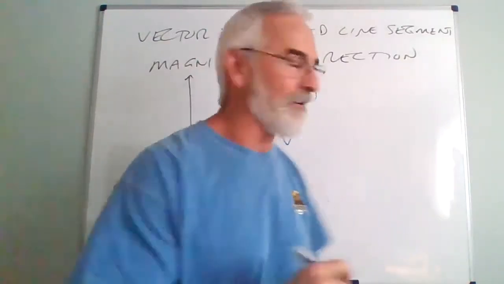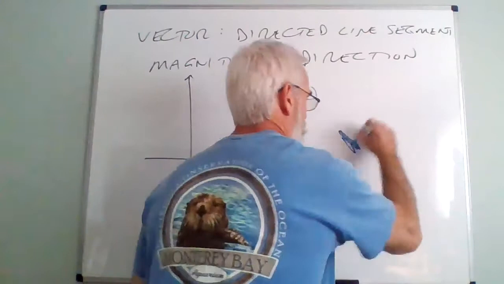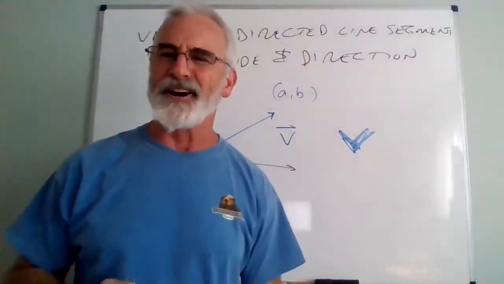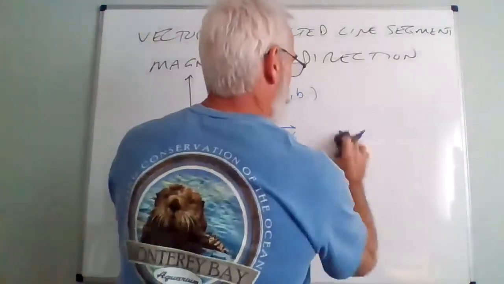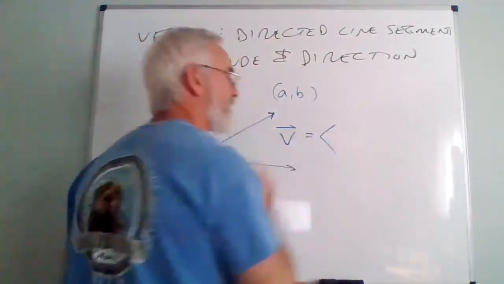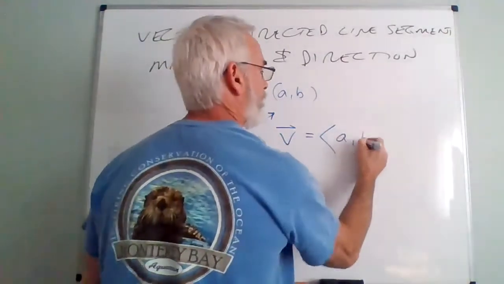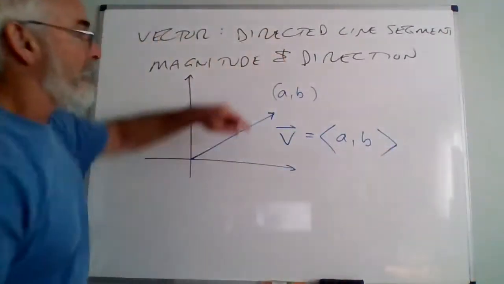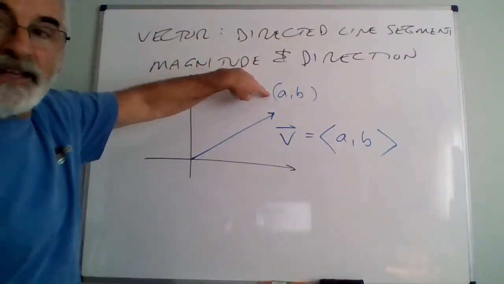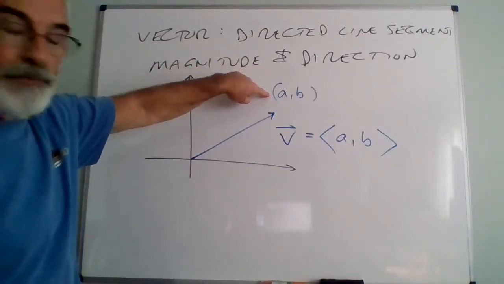But when you're writing, you don't want to go like this. Okay, here's my vector. That's kind of ugly. So we just represent it this way. And then the notation we generally use is that type of bracket. The terminal point of my vector is the point AB. AB is an address. It's a point on the XY plane.